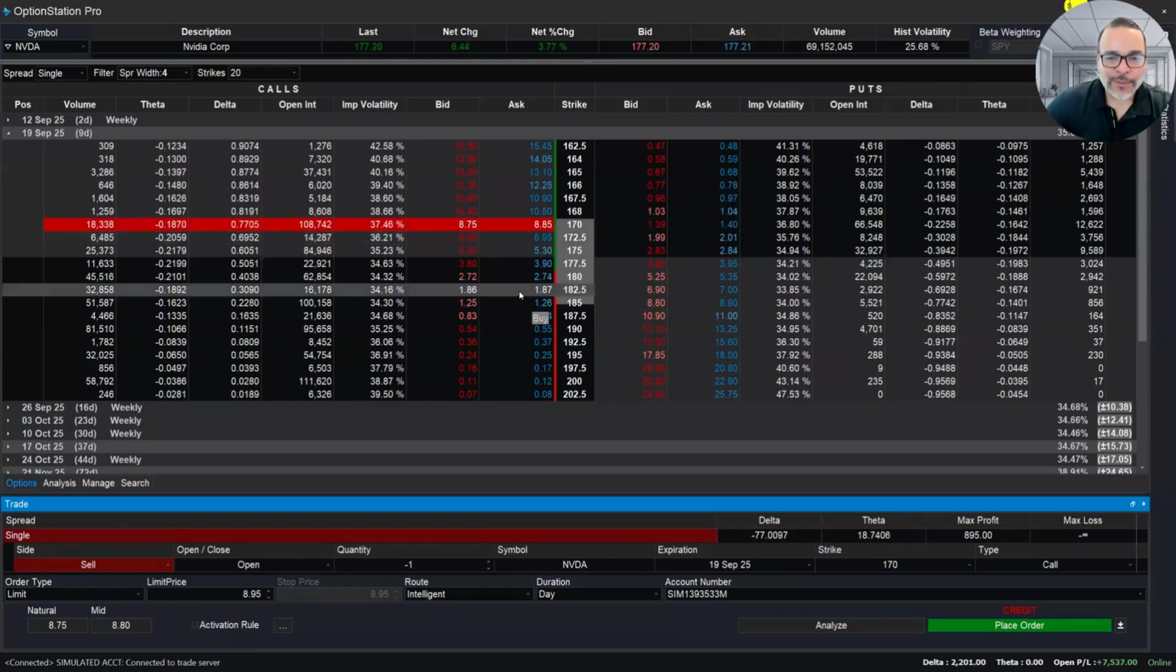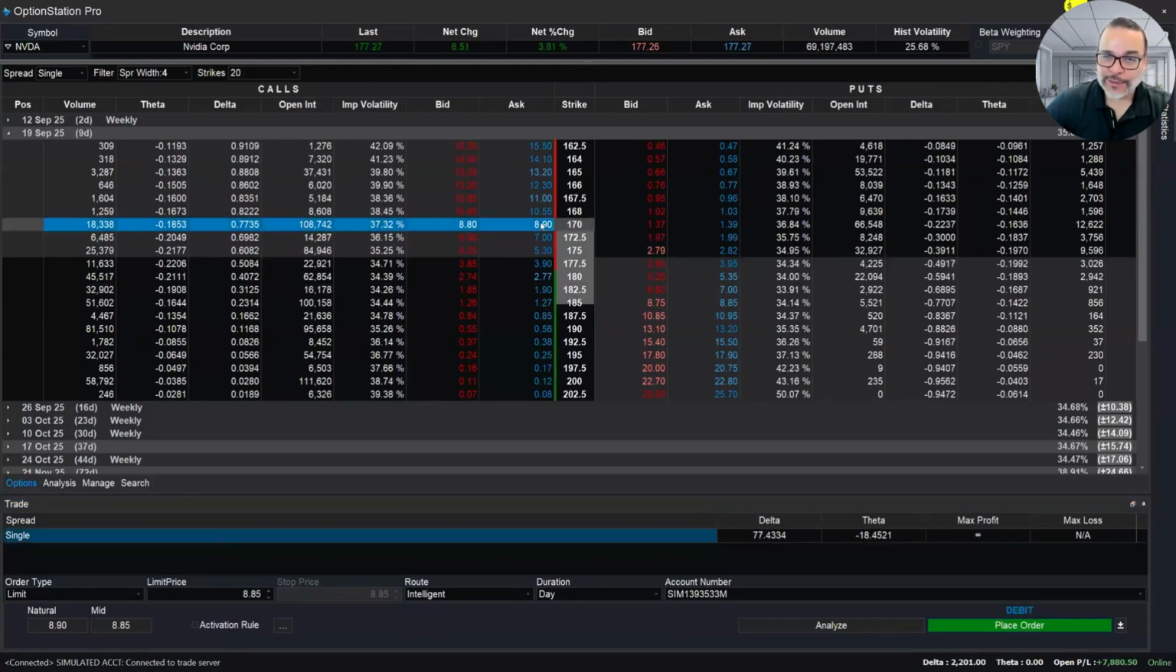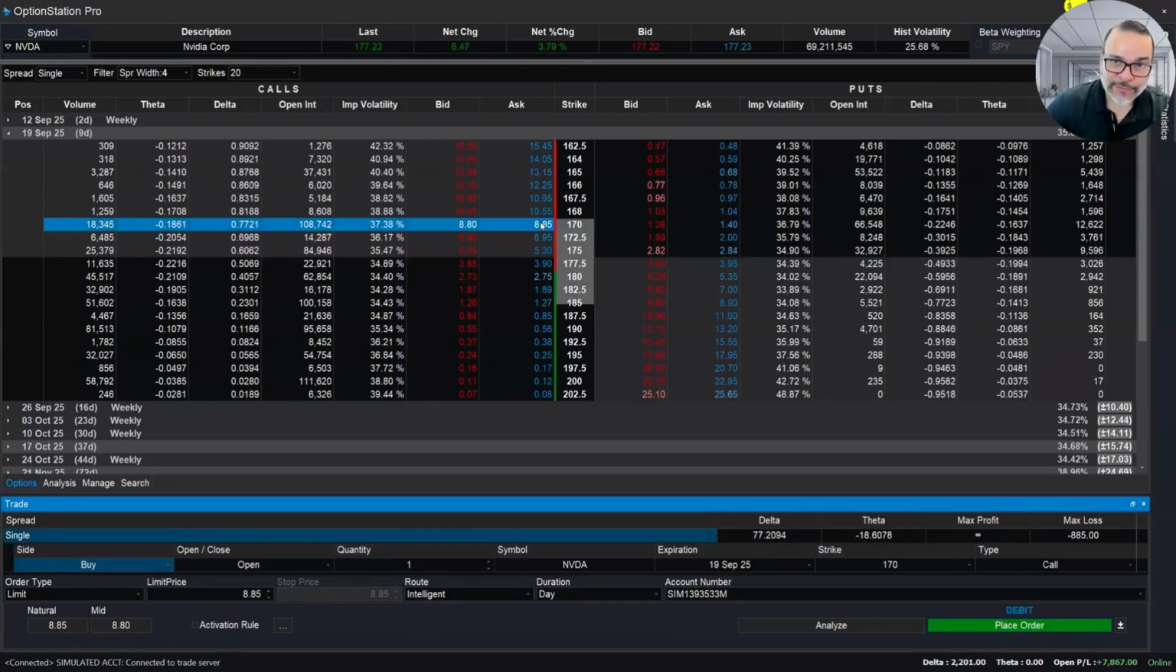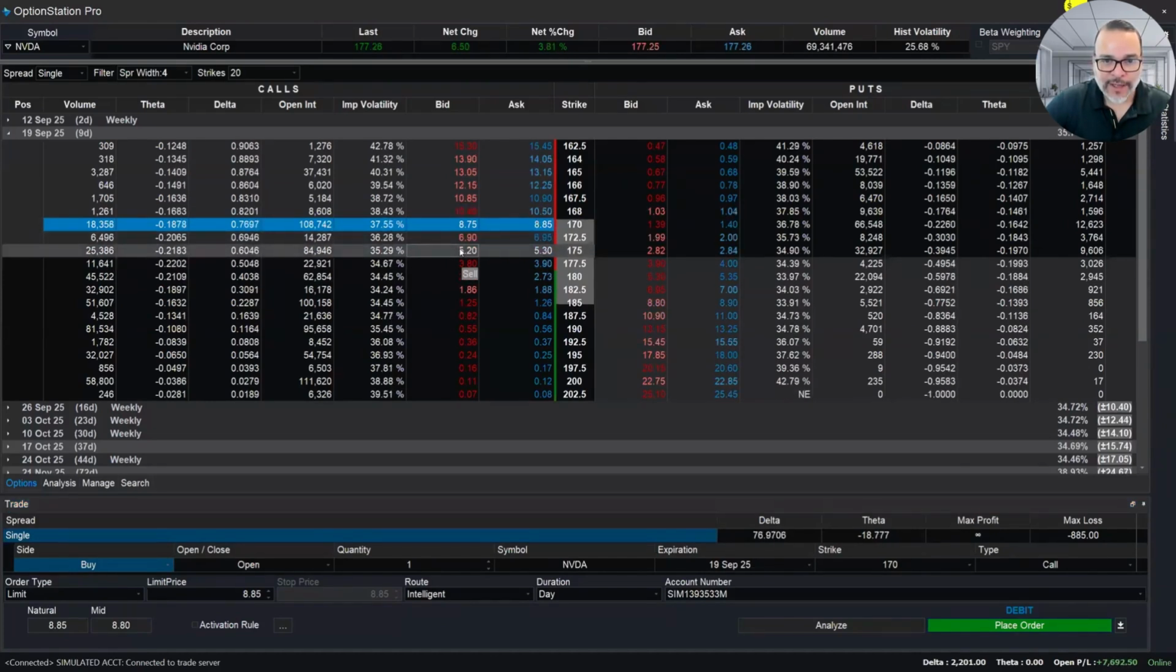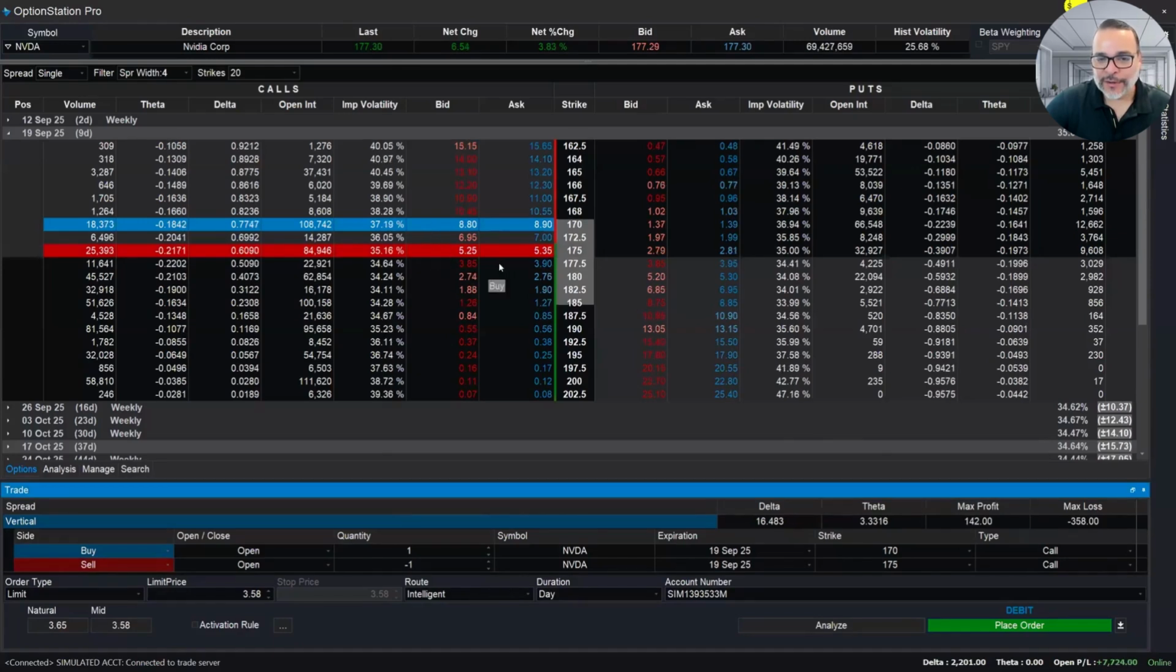But if you wanted to do a multiple selection, all you need to do is hold down the control key. When you click the first one, I've done that already. I clicked on the asking price of the 170. If I hold down the control key and I click on the bid price of the 175, you can see that it adds another highlight, and it's added to my composition. It's added to my leg. You can see that now I'm using a vertical.